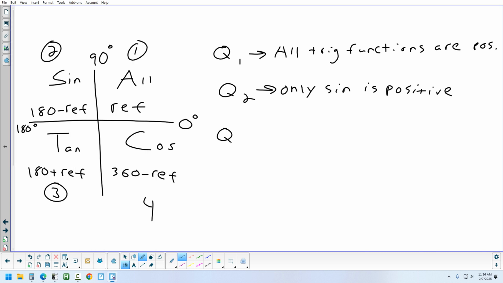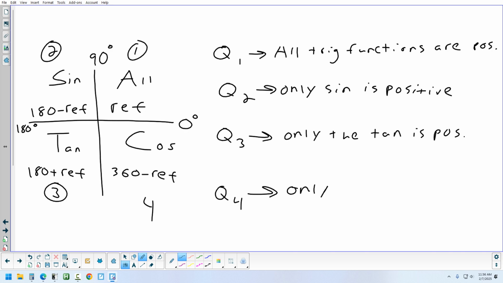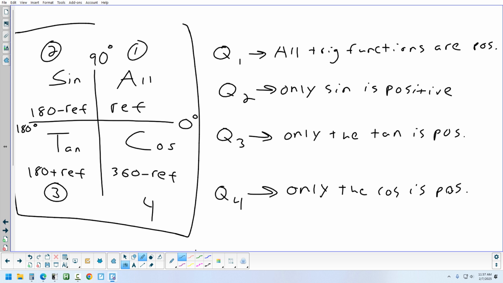Which trig function do you think is positive in quadrant 3? Tangent. Yep. Only the tangent is positive. And which trig function do you think is positive in quadrant 4? Cosine. Yep. Only the cosine is positive. So this chart is very important.